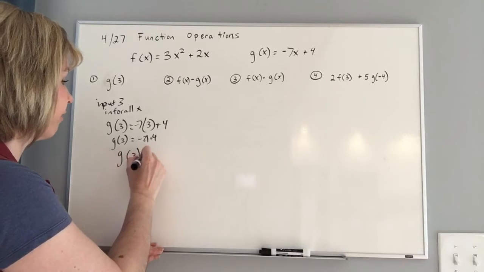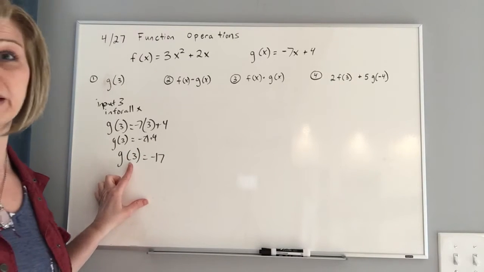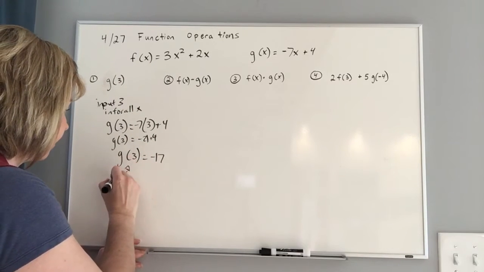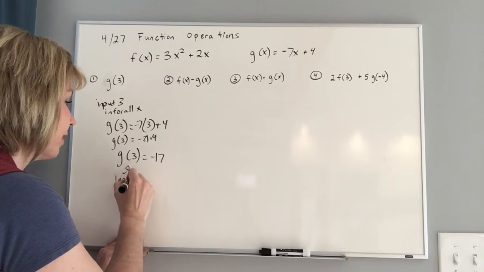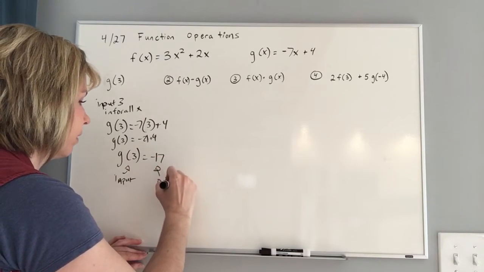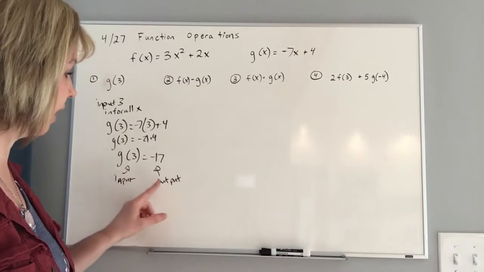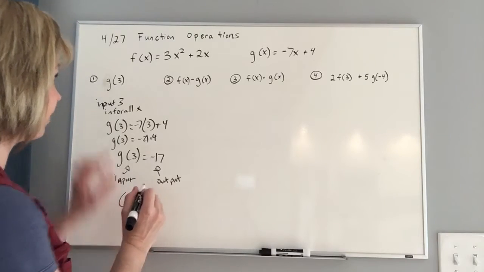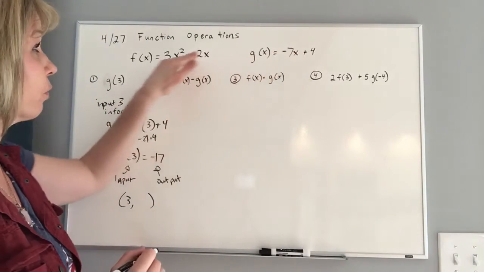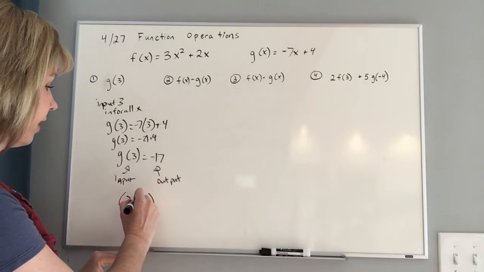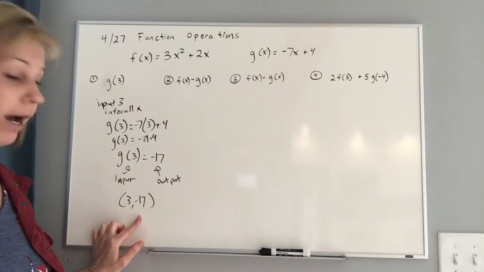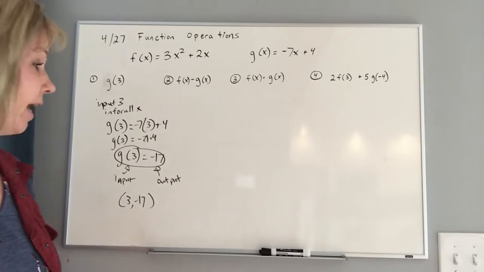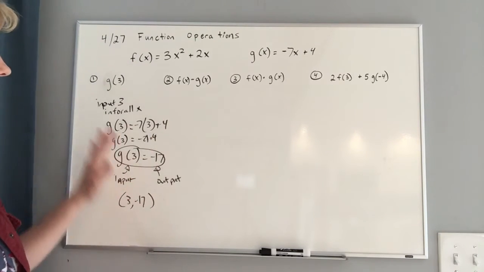So this is called your function notation. So when your input is 3, this is your input, and this would be the output. Another name for the input is your x. Another name for the output is the y. So really, if you're looking at an ordered pair on the graph, this is a linear function. This one would be quadratic. So (3, negative 17) would just be an ordered pair on that graph. But this is how I want you to leave it: g of 3 equals negative 17. So this is just function notation.